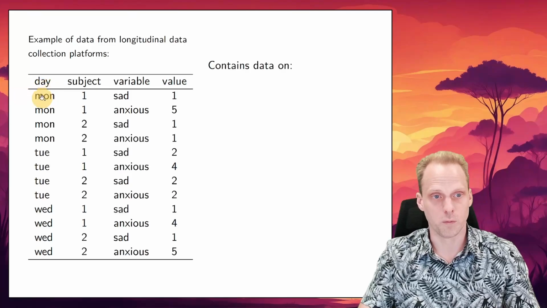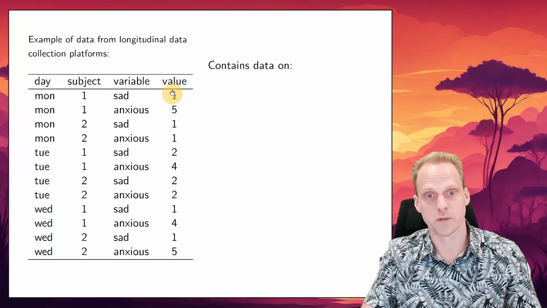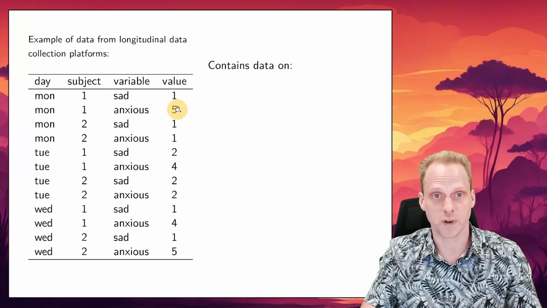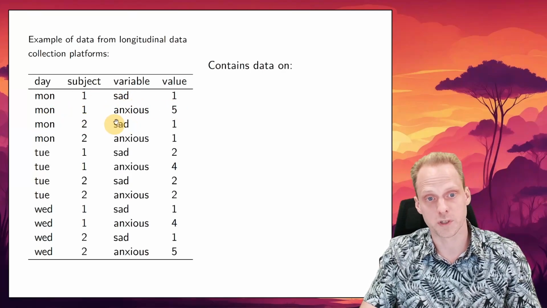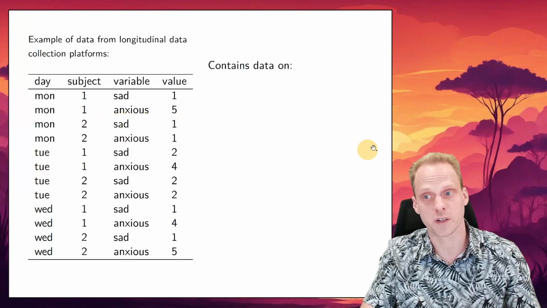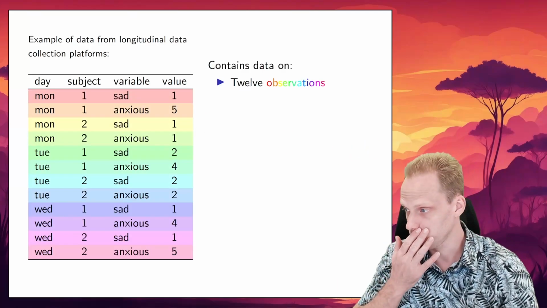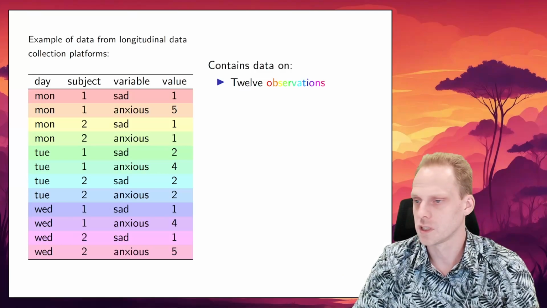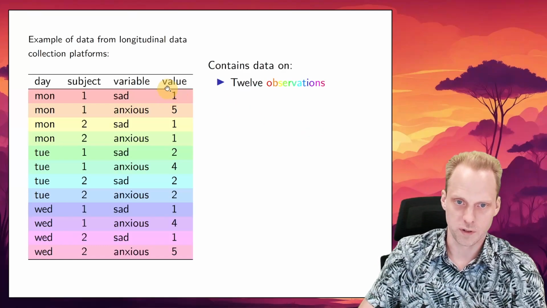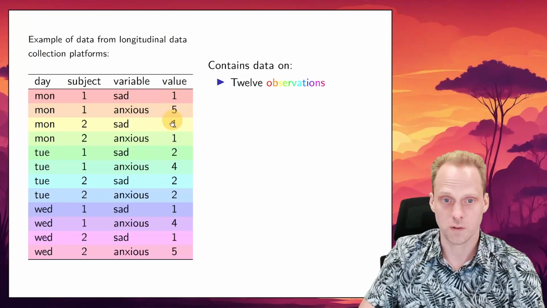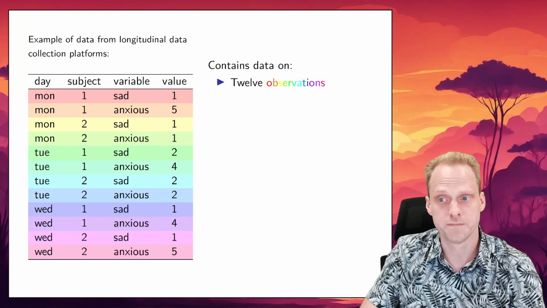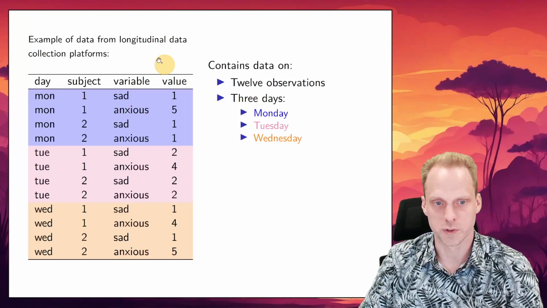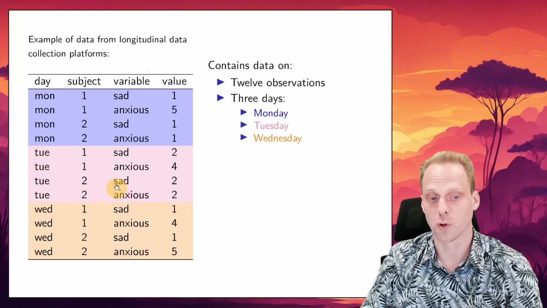So this data tells me that on Monday, subject 1 responded to the sadness variable with a value of 1. And on Monday, subject 1 responded to the anxious variable with a value of 5. On Monday, subject 2 responded to the sadness variable with a value of 1, etc., etc. So what do we see here? We have in total 12 observations. Right? So in this case, we have 12 different values, which you could all call observations. But these are over 3 days. So we see a block here that corresponds to Monday, a block here that corresponds to Tuesday, a block here that corresponds to Wednesday.